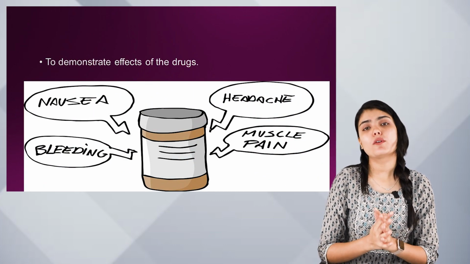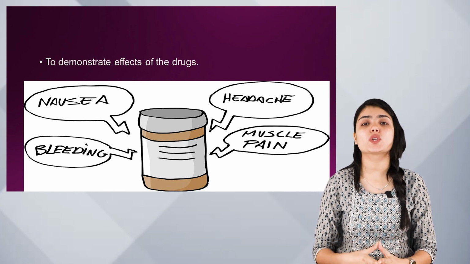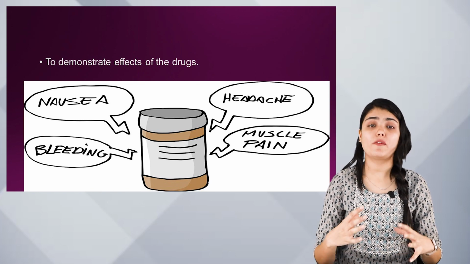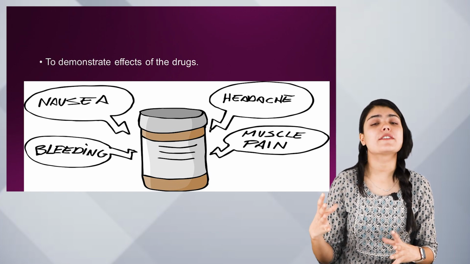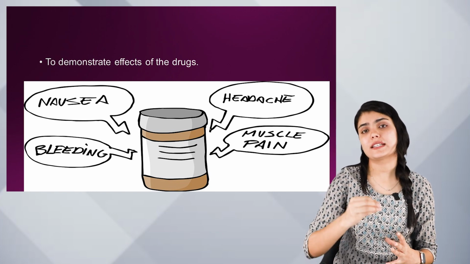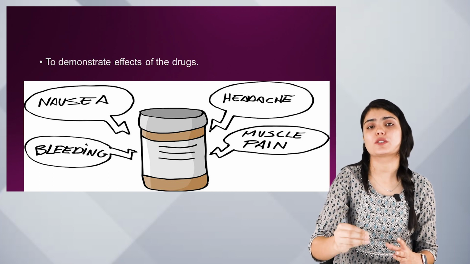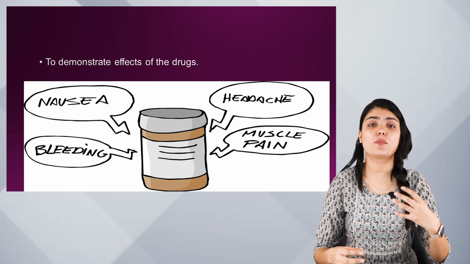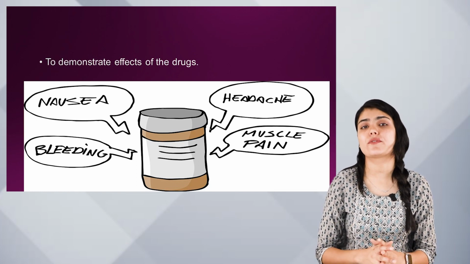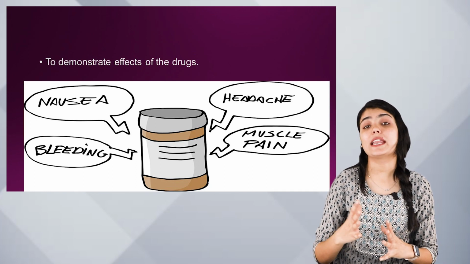The next purpose of a nursing round is also to demonstrate the effect of drugs, to find out how effective a drug is or what the different adverse effects are that are caused by a certain drug administered to a patient with a specific disease. Alright, so to find out the effects of the drugs, the positive effects as well as the adverse effects, nursing rounds can be used.